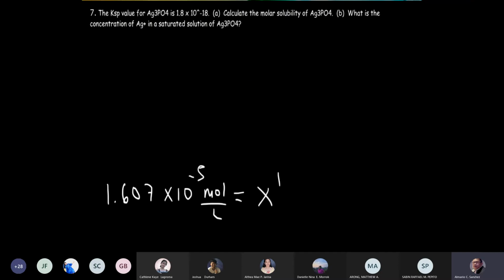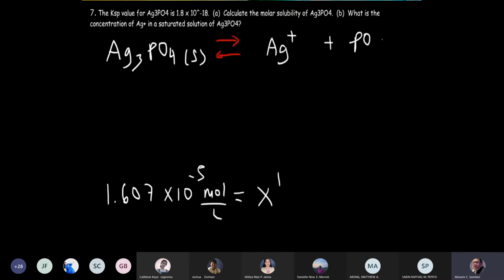Now let's move on to part B. What is the concentration of Ag plus in a saturated solution of silver phosphate? So how can we find the answer? Now I'm going to rewrite the reaction that we had in the beginning. So this was 3 and this was 1.